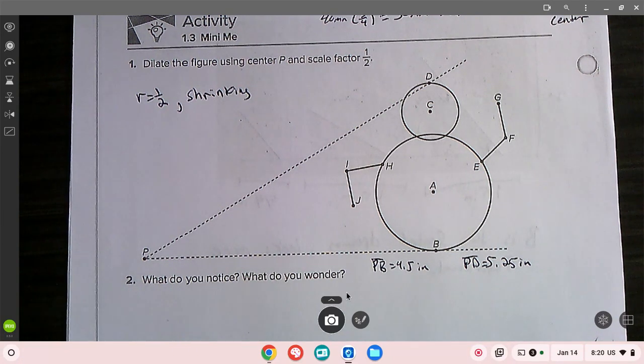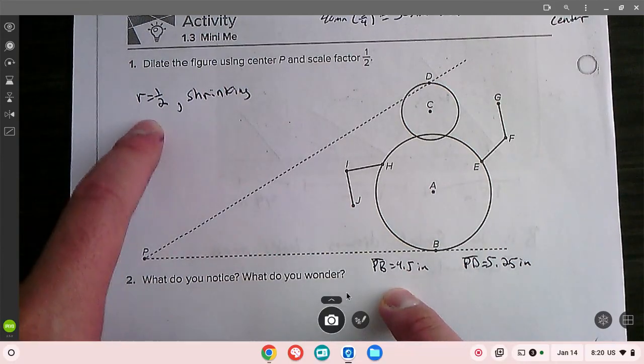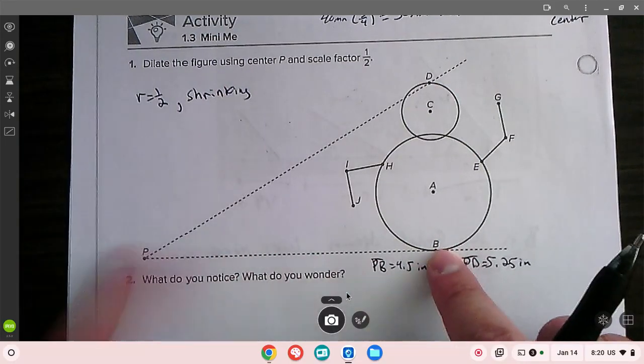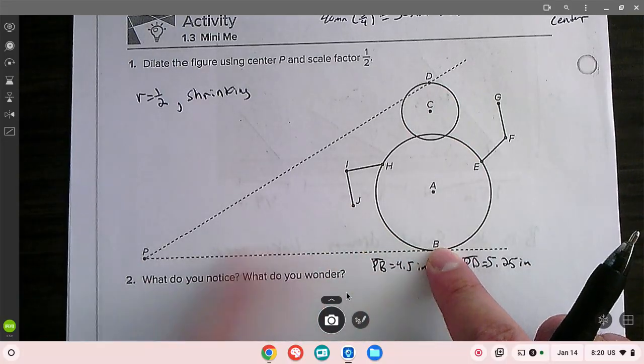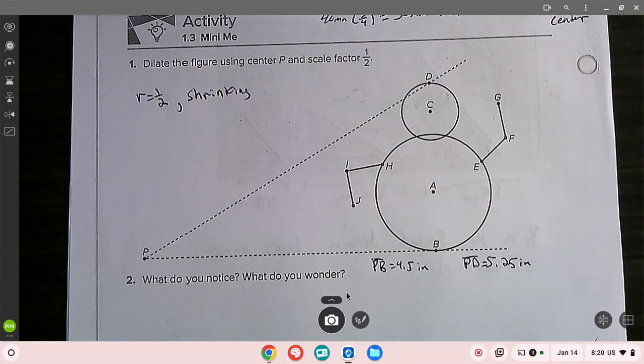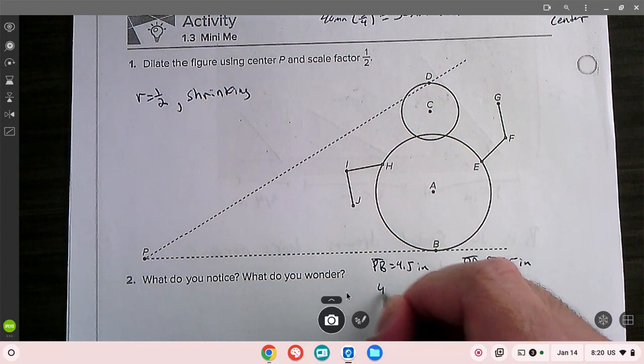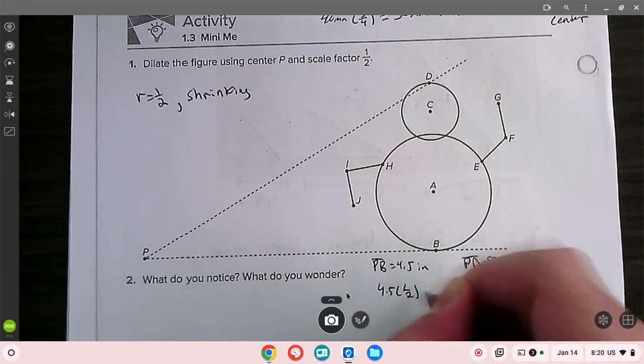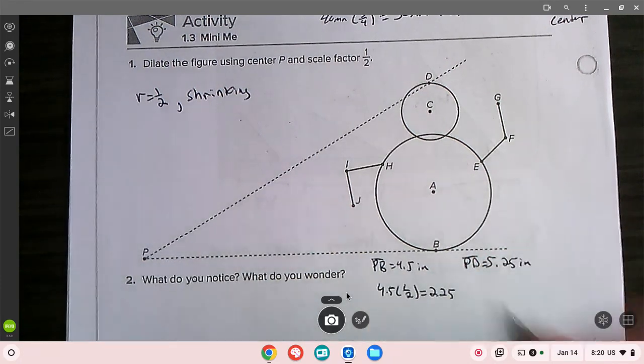Okay, so if we know these distances, how will it help us use our scale factor of 1/2? What do we do with the distances we just found and our scale factor? We multiply our distances by our scale factor. So that means our PB prime is going to be somewhere in the middle. So what is 1/2 times 4.5? 2.25. So I'm going to write right here: 4.5 times 1/2 is equal to 2.25.